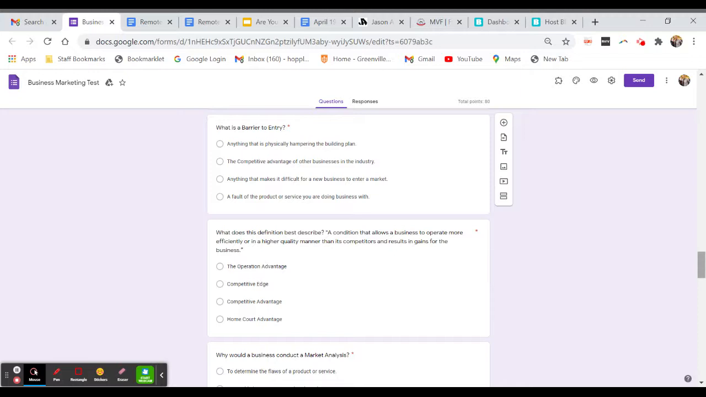What is a barrier to entry? Anything that is physically hampering the building plan, the competitive edge of other businesses in the industry, anything that makes it difficult for a new business to enter a market, or a fault of the product or service you are doing business with.